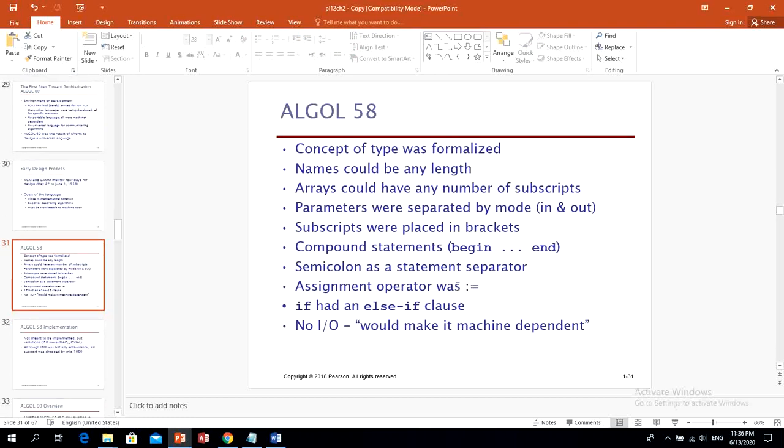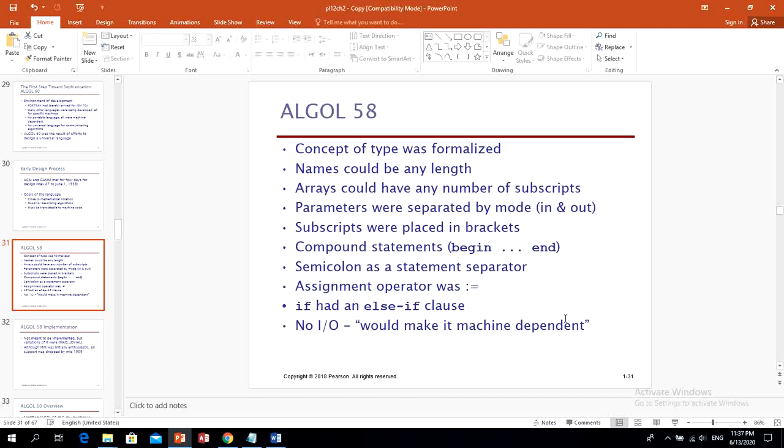ALGOL 59 had some features: the concept of types was very formalized, and names could be of any length. Arrays could have any number of subscripts. Parameters were separated by mode, in and out, input and output. Subscripts were placed in brackets, and compound statements had to start with begin and end with end. Also, the semicolon is a statement separator.